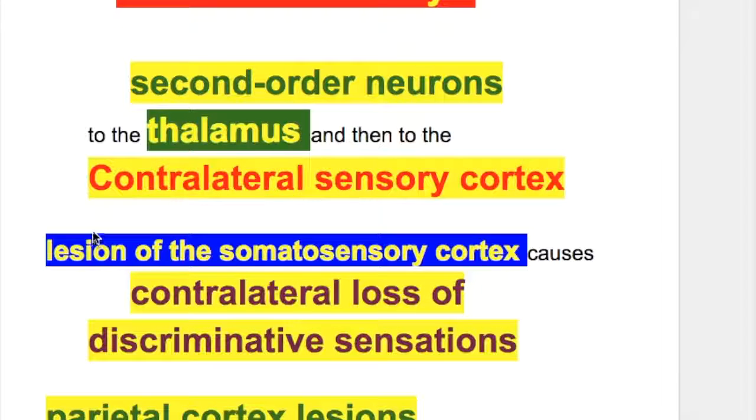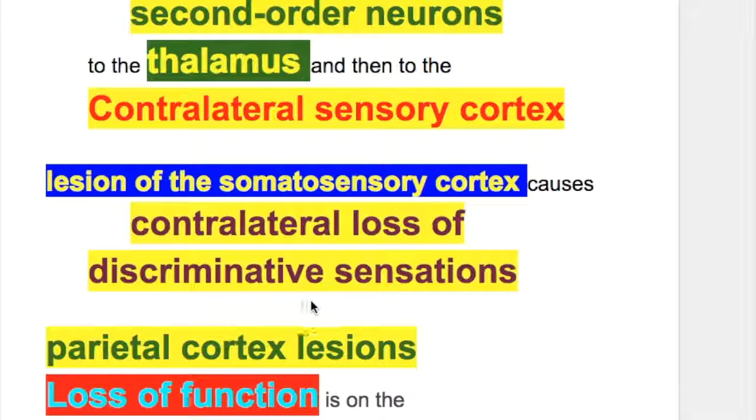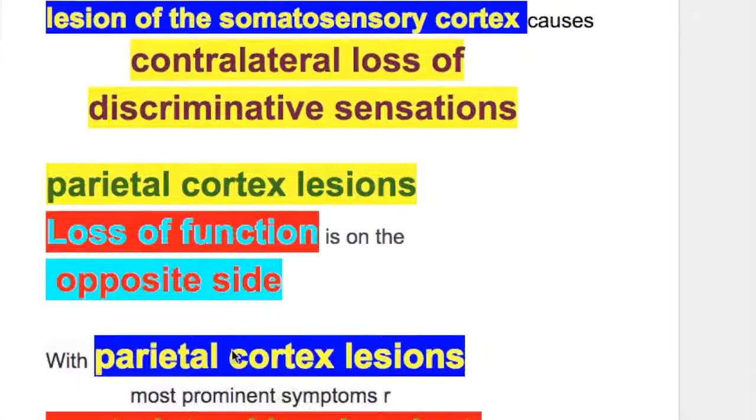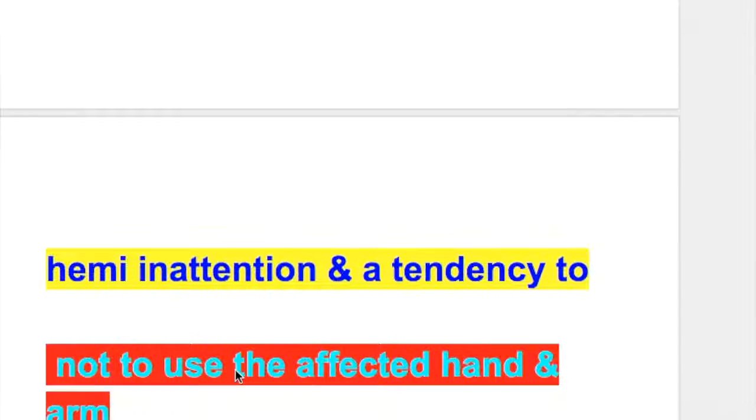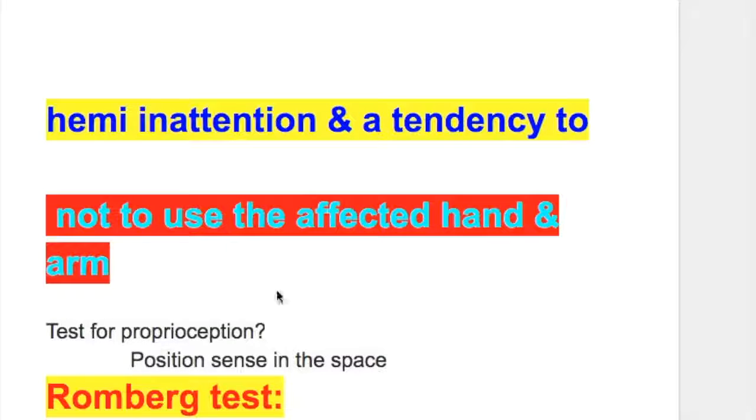So what are the effects of lesions of somatosensory cortex? It causes contralateral loss of discriminative sensation, loss of function on the opposite side, contralateral hemi-neglect, hemi-inattention, and a tendency to not use the hand and arm of that side.